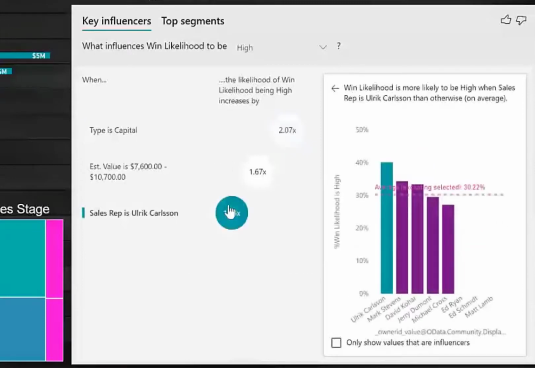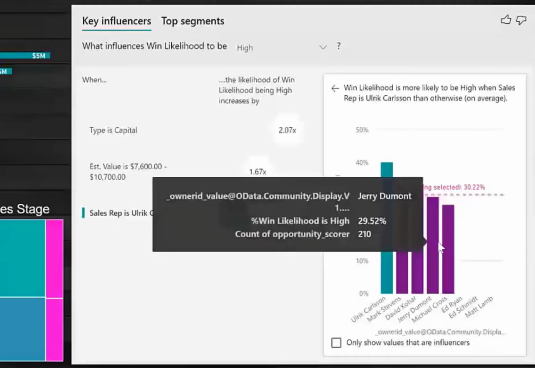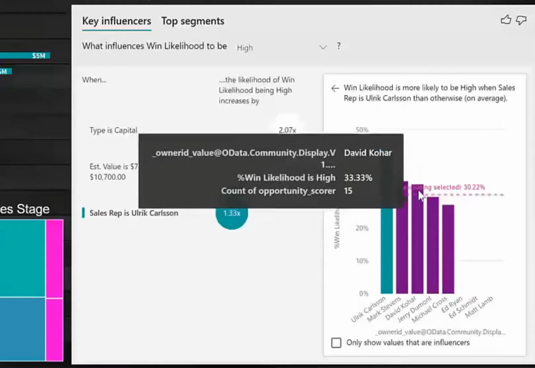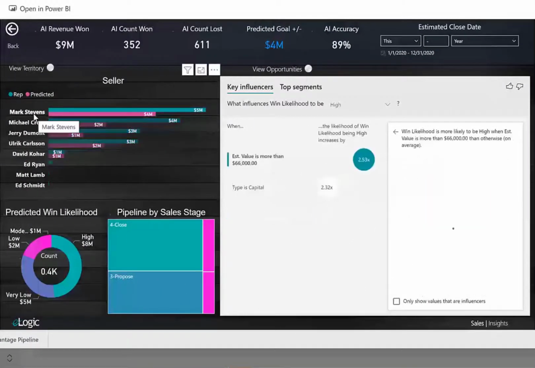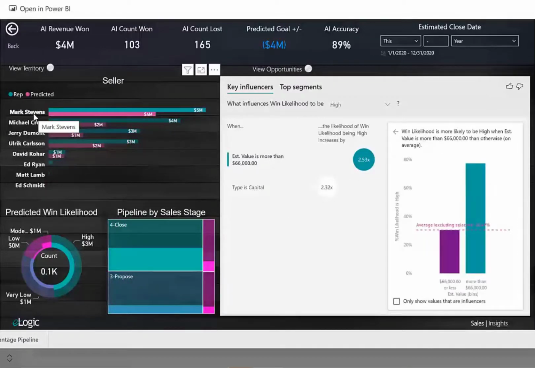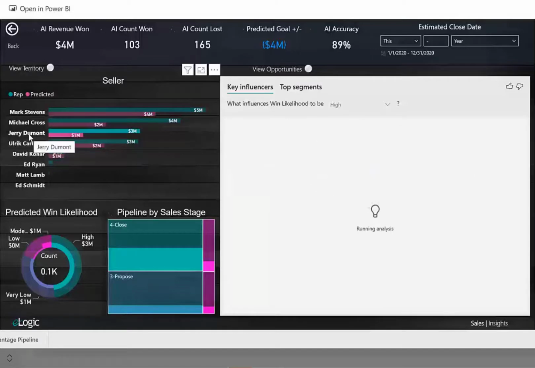I can also see that Ulrich is still our highest performing sales rep with respect to close rates. And as I look across the board on the team, this might be an opportunity for us to have a discussion around some of the best practices that Ulrich is using that are helping him to drive a higher close rate. Now I can pivot here across different reps to see what's most influencing their particular pipelines. And so that gives me some insight individually as I drill into this.